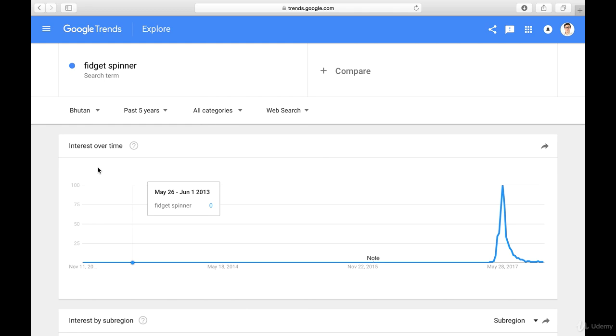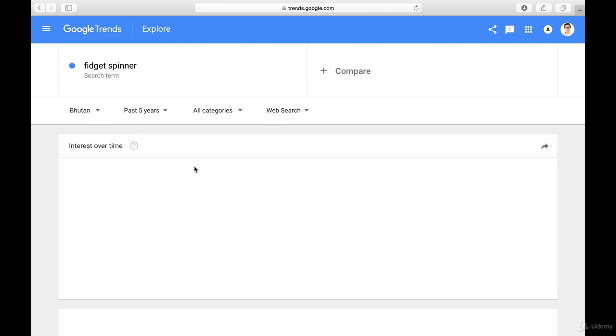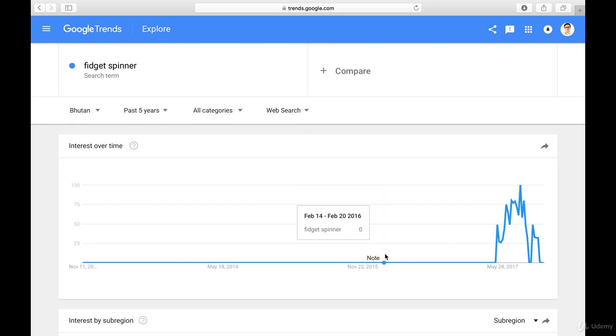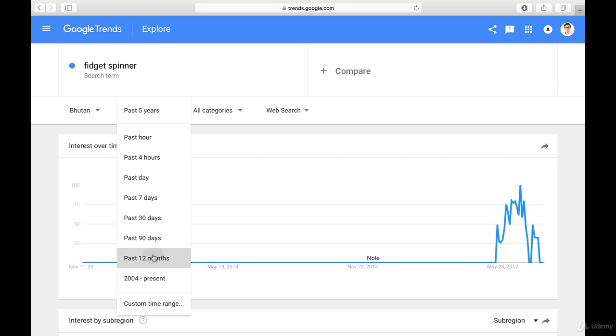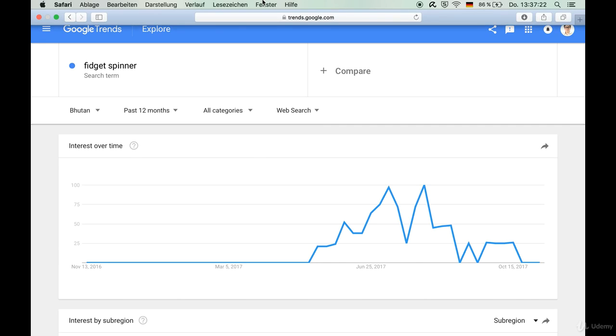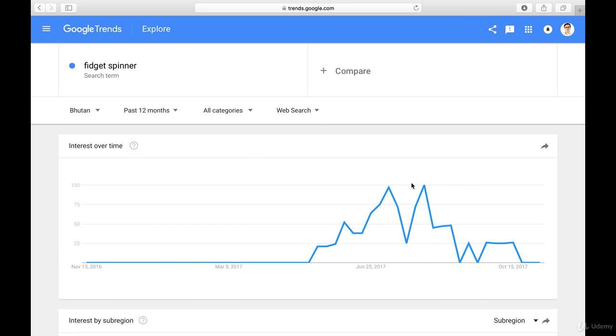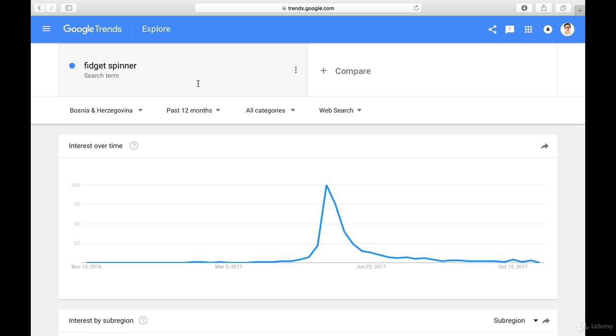So let's look at Bhutan, for instance, a very small Asian country. How many people were interested in fidget spinners there? Well, that's a little bit interesting because this country, I think, has some kind of censorship and stuff, but still, it's kind of similar to the graph that we just saw. Actually, let's zoom in here and look at the last 12 months. It should look kind of similar. Yeah, we can still see there's a surge in searches right here, and then afterwards it's going down again. So literally every country in the world, let's go with Bosnia-Herzegovina, had basically the same trend. Same thing everywhere.